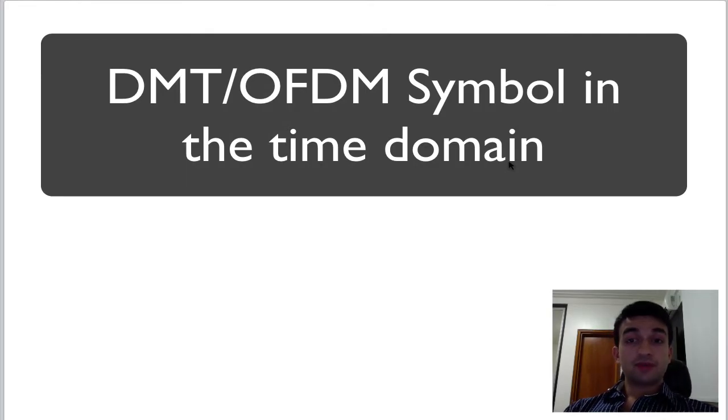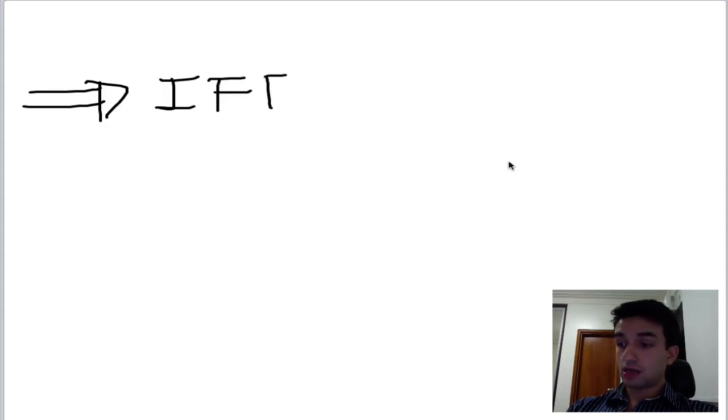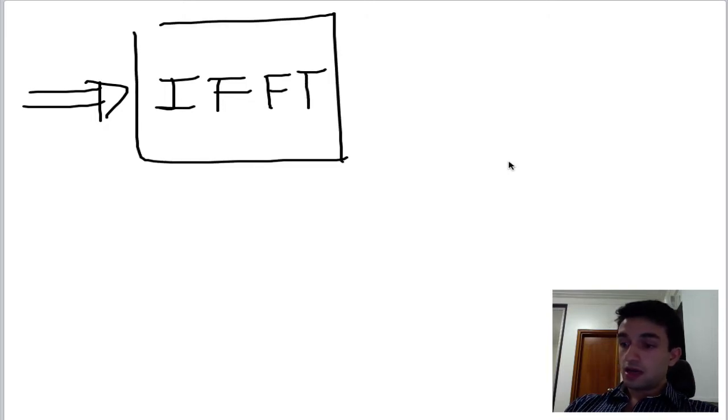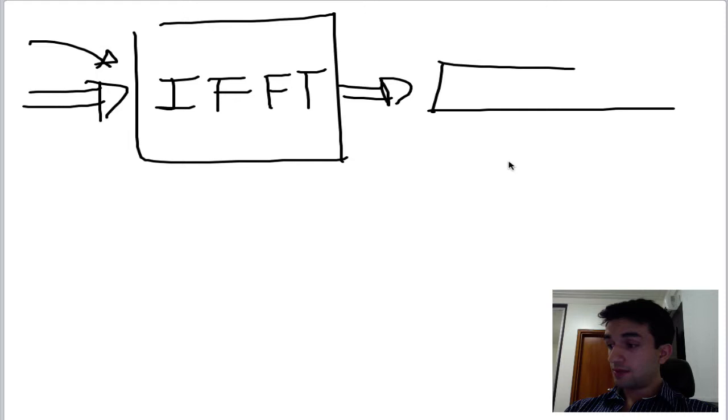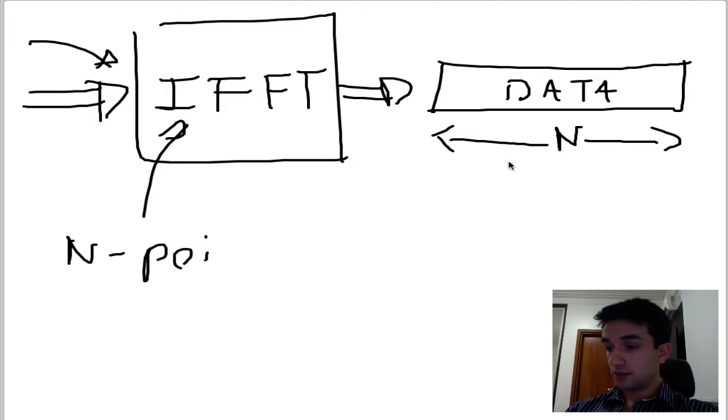Okay, so to start the explanation of ISI and ICI, it's important to recall first the structure of the DMT or OFDM symbol in the time domain. And so let's recall first that in the DMT or OFDM chain there is an IFFT block. And to the IFFT block enters as an input the frequency domain DMT symbol, and the output is the time domain DMT or OFDM symbol. And the time domain symbol is a block of data, time domain data, with N samples, provided that this IFFT is an N-point IFFT.